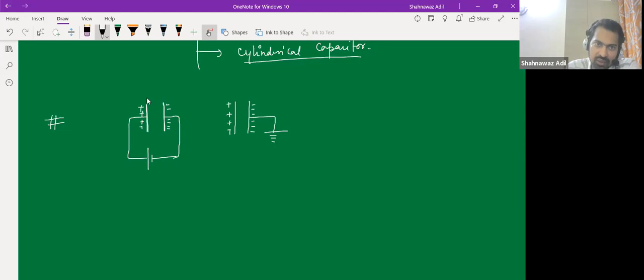So this is Q, and this is minus Q. These are the two examples of the parallel plate capacitor. The parallel plate capacitor has one plate with positive charge and the other with negative charge. Then it will have some capacitance. So let us try to calculate the capacitance of this parallel plate capacitor.